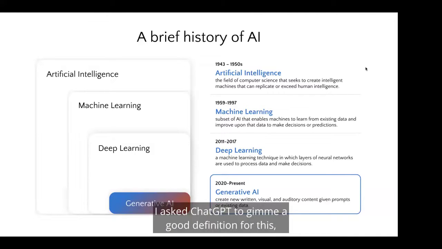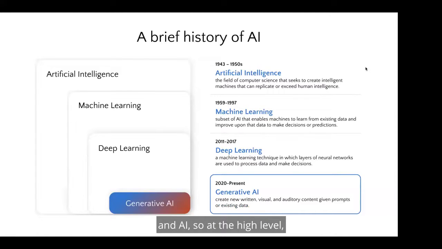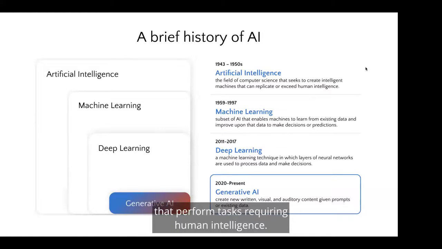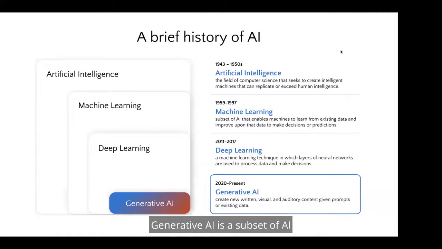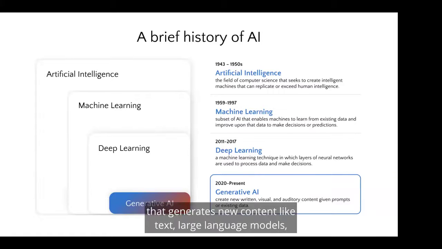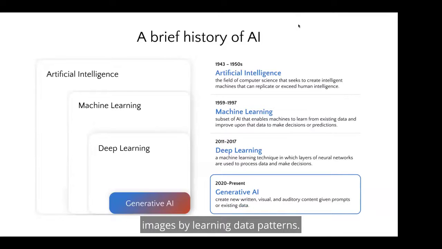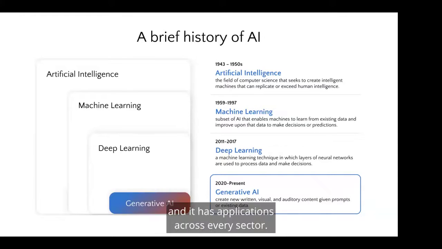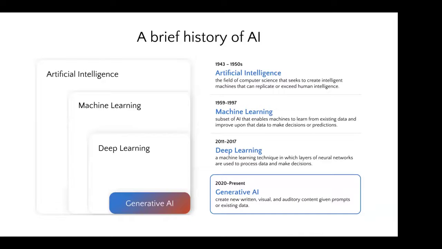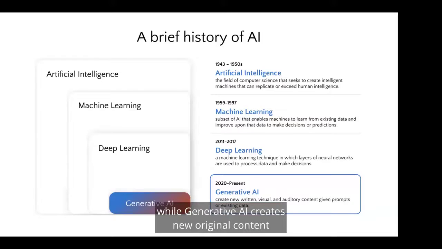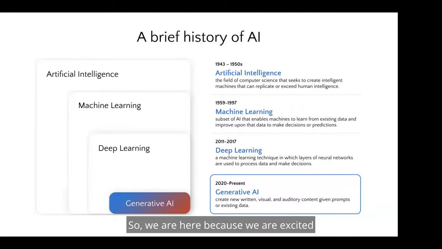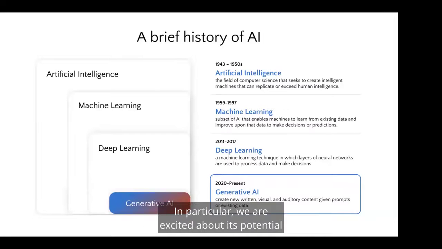I asked ChatGPT to give me a good definition for this. At the high level, AI is the broad field of creating machines that perform tasks requiring human intelligence. Generative AI is a subset of AI that generates new content, like text, large language models, images, by learning data patterns. Generative AI is significant because it automates creative processes, and it has applications across every sector. So in essence, AI mimics human intelligence, while generative AI creates new original content, expanding AI's potential. So we are here because we are excited about generative AI. In particular, we are excited about its potential to accelerate discovery, research, and innovation across every field.